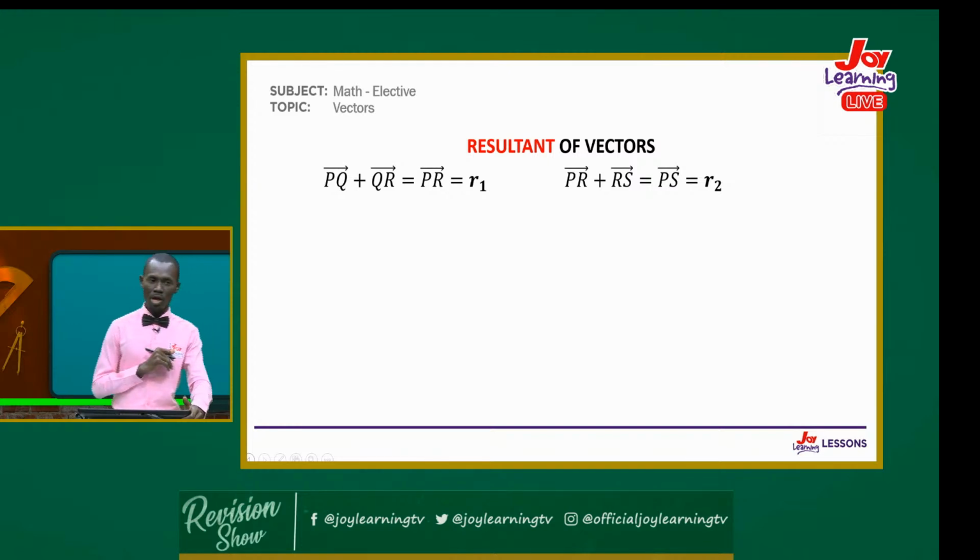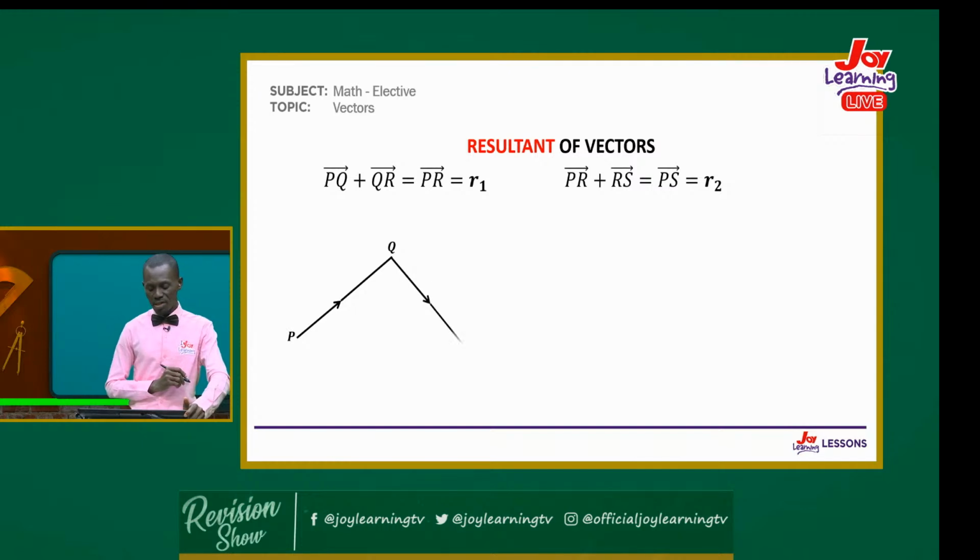Now on your screen you have vector PQ plus vector QR equals PR. Remember what we said? PQ is OQ minus OP. Now look at it. PQ plus QR equals PR. We call that R subscript 1. Now, why is it so? Now we have a vector PQ.